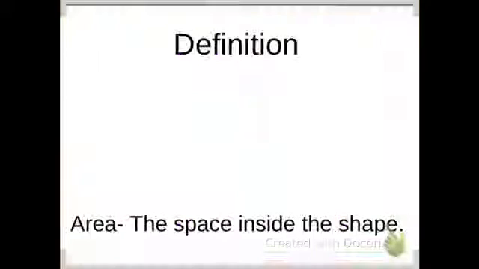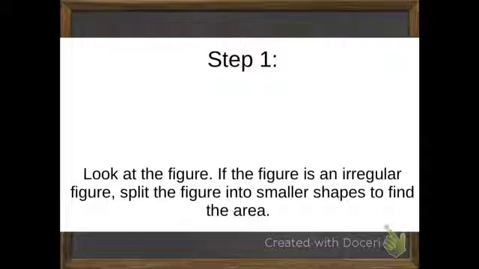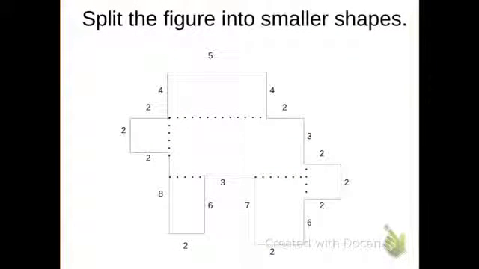Area and perimeter. Definition: the area is the space inside the shape. Step 1, you would look at your figure. If the figure is an irregular figure, split the figure into smaller shapes to make it easier to find the area. So you would split the figure into smaller shapes.